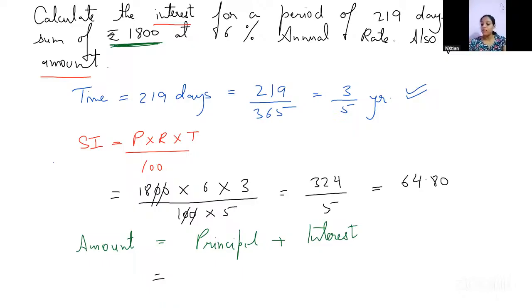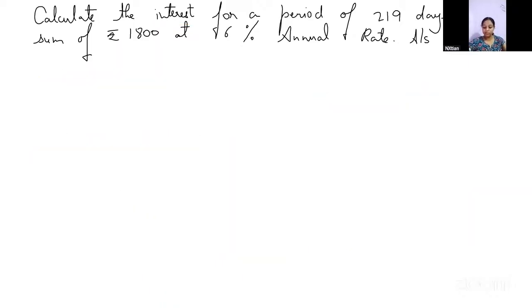Okay. This is interest, Joshua. We just calculated interest. This formula that I used, this SI means interest. This formula that I used to calculate was the interest formula. And this is my interest. Now find out the amount and tell me. Principal is 1,800, interest is 64.80. Find out the amount and tell me how much will be the amount.